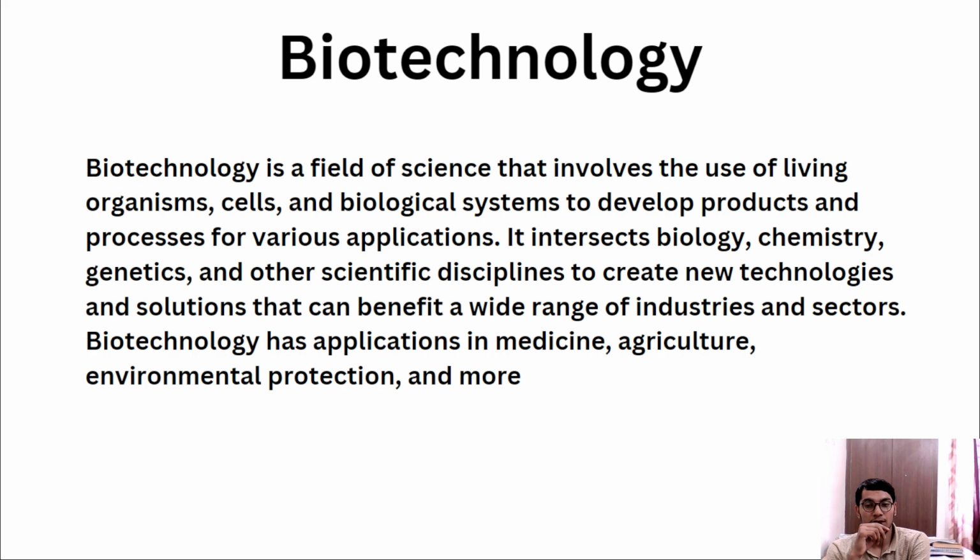So in conclusion, it uses different fields like chemistry, biology, genetics and other scientific disciplines. We can experiment with cells, biological systems and organisms in order to create new products. It helps in different applications like medicine, agriculture, environment, production and more. Through this, we have understood that much.